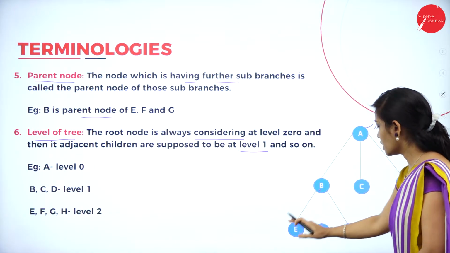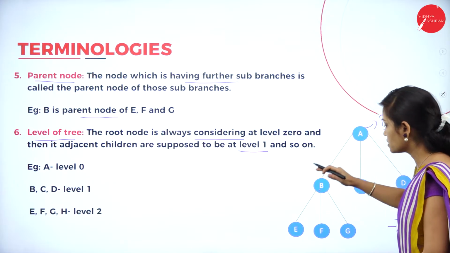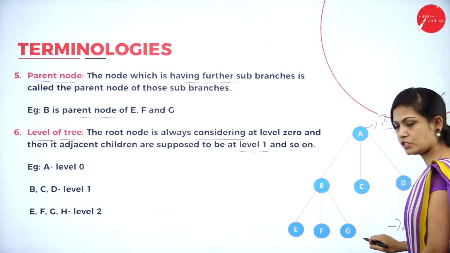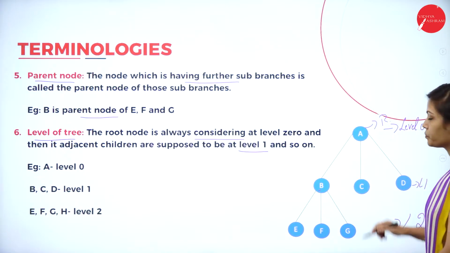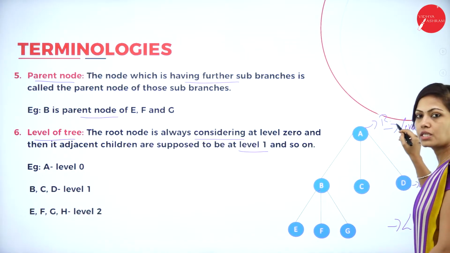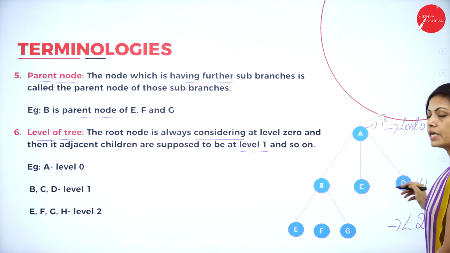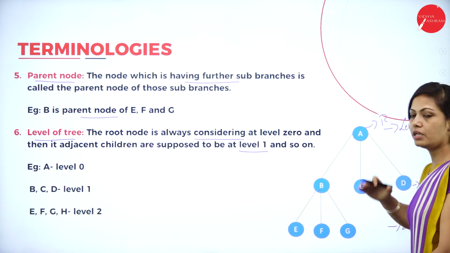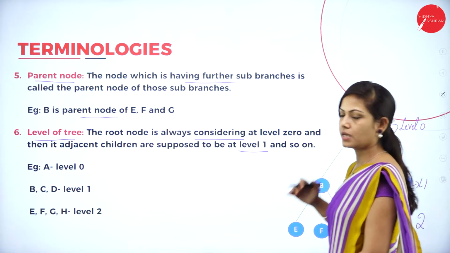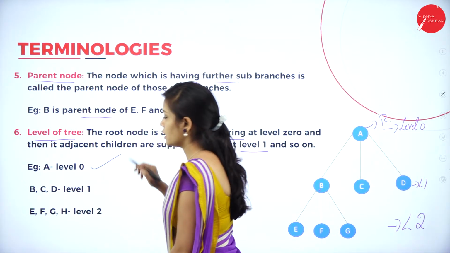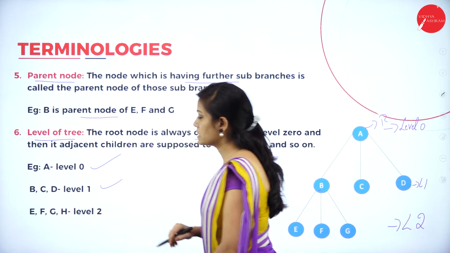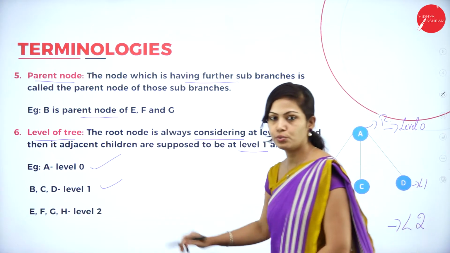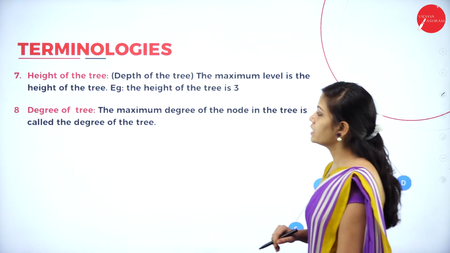Next, E, F, G are the children of node B. Clear? So always the root node starts from level 0 and the next adjacent ones are level 1 and the next ones are level 2, level 3, and so on. So here level 0 is node A, B, C, D is level 1 and E, F, G is level 2.